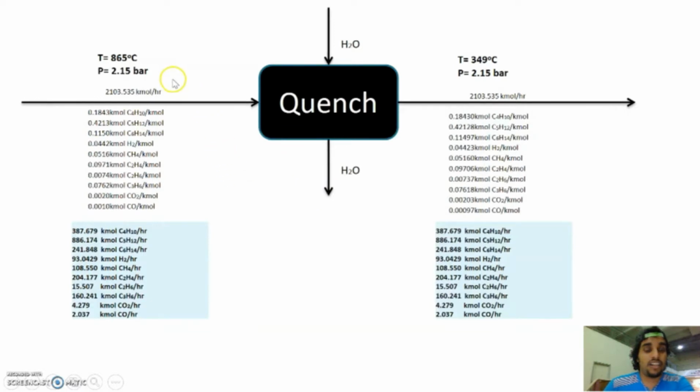As we know, this is the temperature for the inlet for quench, and the pressure. The temperature is 865 Celsius, and the pressure is 2.15 bar. And this is the temperature for the output for quench. The temperature is 349 Celsius, and the pressure is 2.15 bar. As we know, the component and the composition are the same in the quench. So now I will pass to Amy to explain his part.